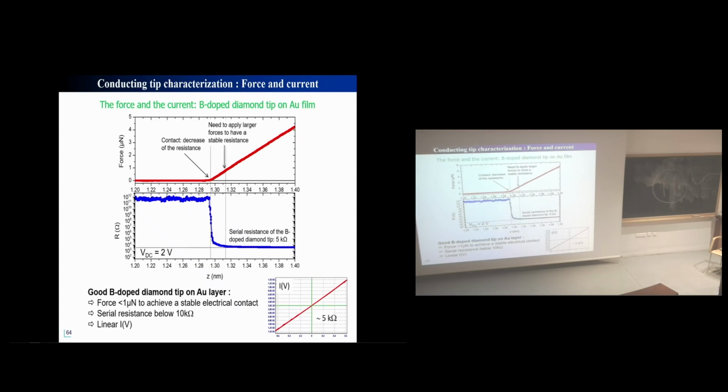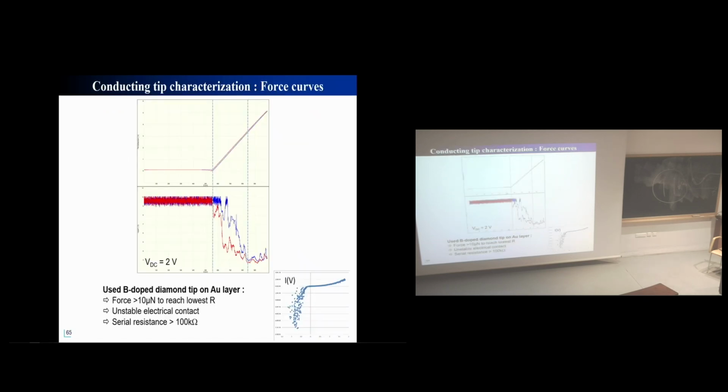If you use a boron-doped, coated diamond tip now, you can see that the resistance starts to decrease at the first contact, but you need to use quite a high force to reach the minimum resistance here, which is about 5 kilo ohms. The IV remains linear, but you need a slightly higher force. This is a brand new one. So this is your reference.